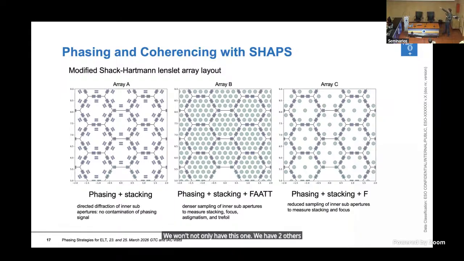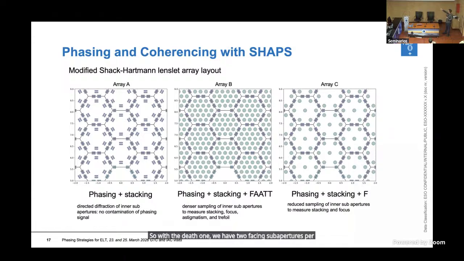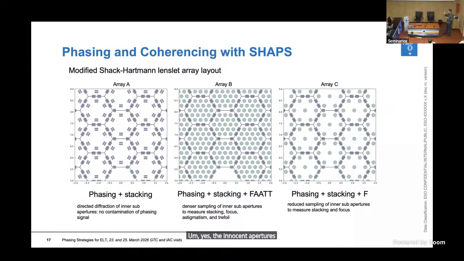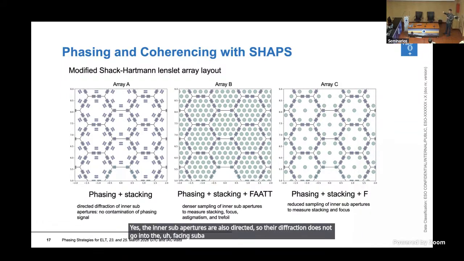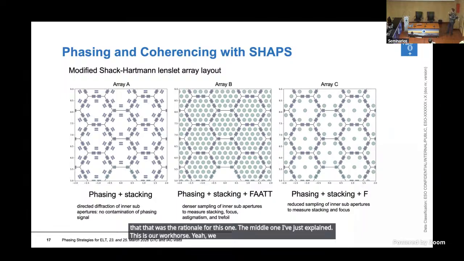At the left, there's a solution that is a candidate or a specialist for phasing. So with the left one, we have 2 phasing subapertures per edge. We have 6 inner subapertures that look like phasing subapertures, but they measure tip and tilt and also focus. Yet the inner subapertures are also directed, so their diffraction does not go into the phasing subapertures. Yeah, that was the rationale for this one. The middle one I've just explained. This is our workhorse. We have the capability to measure phasing, tip-tilt, focus, astigmatism, and trefoil, and we keep it with those modes because we can only actuate these modes.